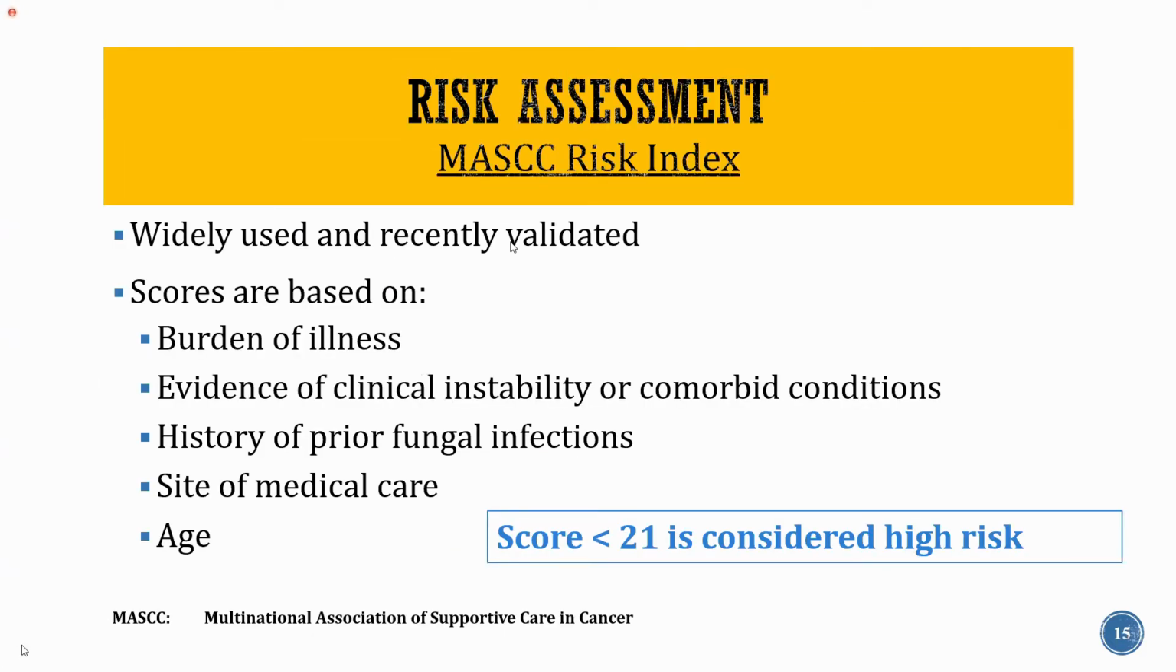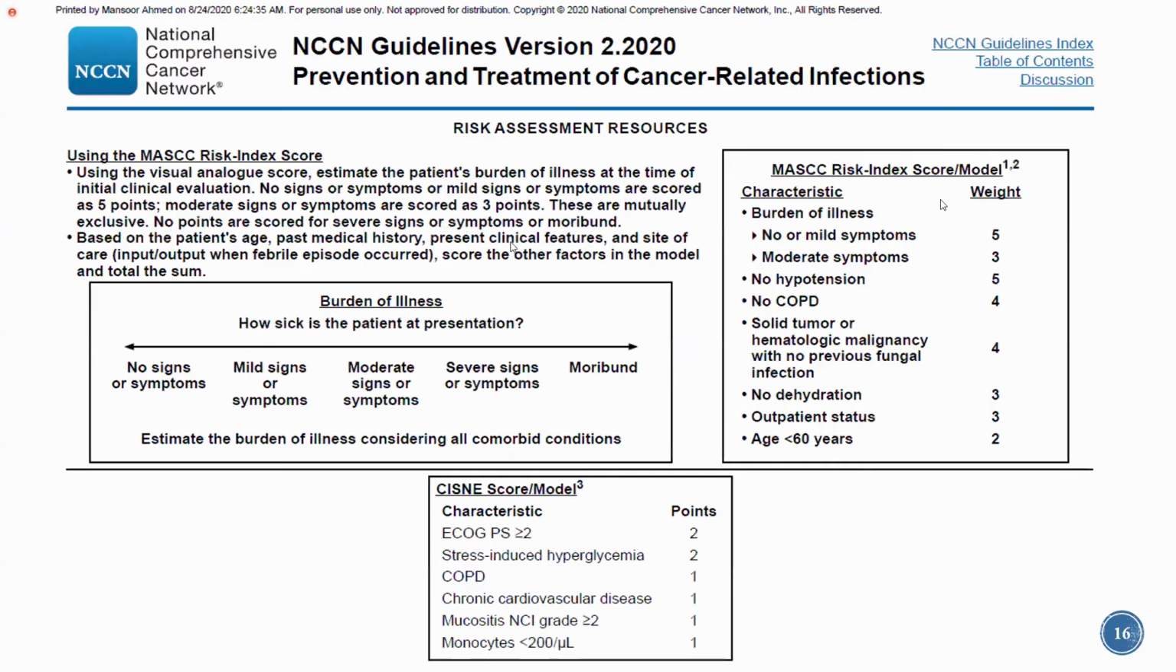So for the risk assessment, I talked about the Multinational Association of Supportive Care in Cancer risk index. I attended one of the MASCC meetings in New York a few years ago, and they presented 30 years of experience of febrile neutropenia with the validated tools. Their score is basically based on burden of illness, evidence of clinical instability or comorbid condition, history of prior fungal infection, site of medical care, age. We're going to describe it in a couple of minutes. If the score is less than 21, it's considered high risk for febrile neutropenia, and if the score is more than 21, it's considered low risk for febrile neutropenia. So that's the score I was talking about.